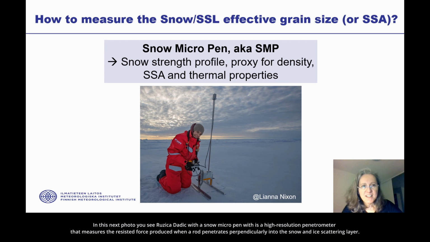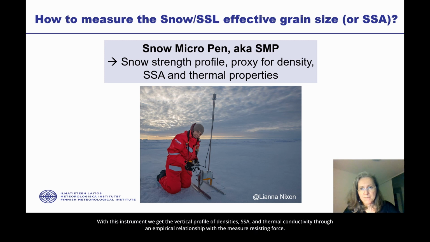In this nice photo, you see Roberta with a snow micropen, which is a high-resolution penetrometer that measures the resistive force produced when a rod penetrates perpendicularly into the snow and ice scattering layer. With this instrument, we get the vertical profile of densities, specific surface area, and thermal conductivity through empirical relationships with the measured resistive force.